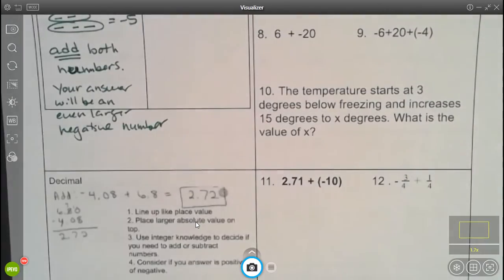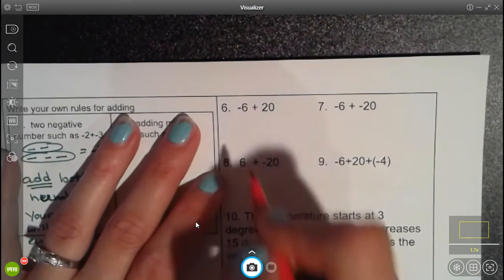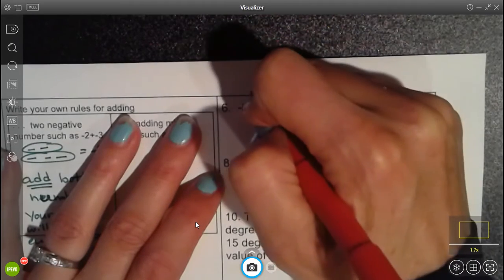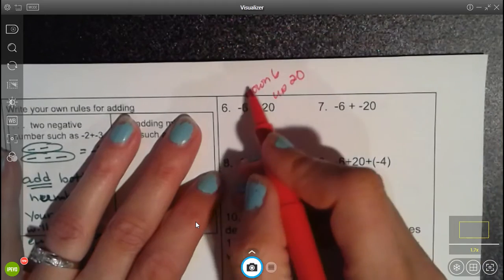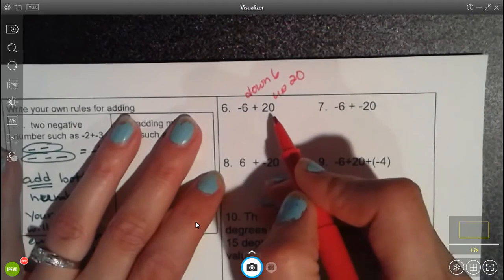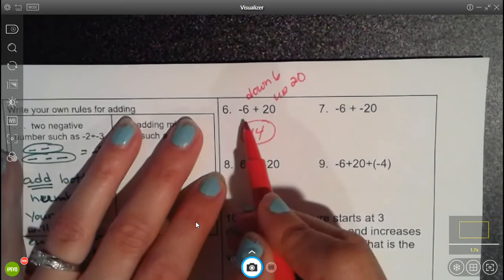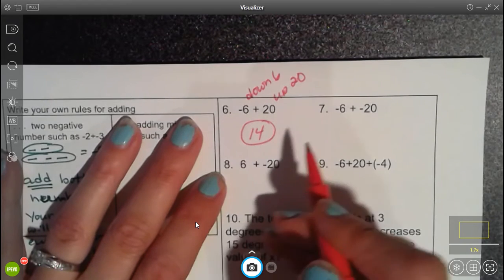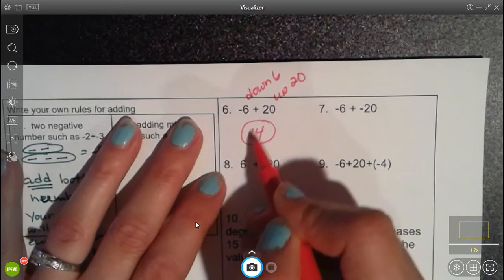I want to do a little version set of these on the next page so that you can see a lot of problems that look similar. So here I have a down 6, up 20. So if you went down 6 stairs and then up 20 stairs, you would end up at 14. Notice that this answer is a positive, okay? So when you have mixed signs, whoever you have more of ends up winning that battle.